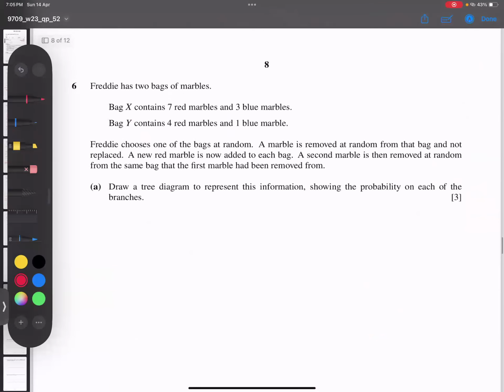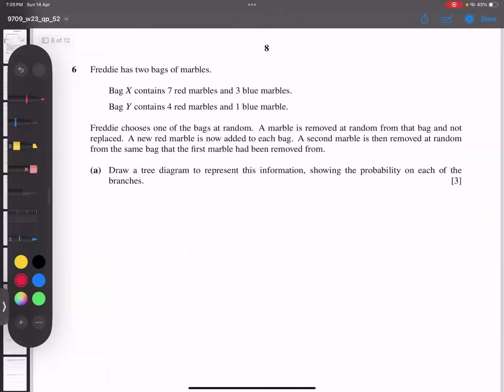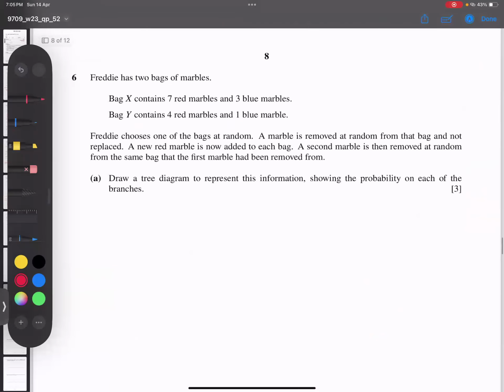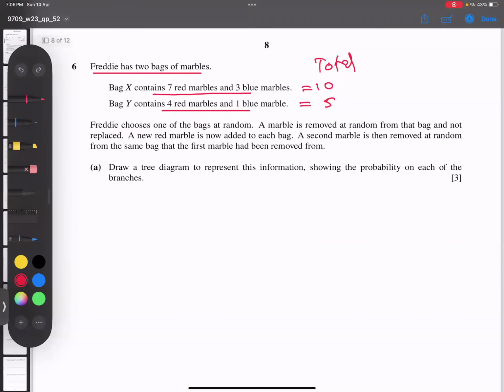Next question is number 6. And what a question we have here. F has 2 bags of marbles. Bag X contains 7 red and 3 blue, and bag Y 4 red, 1 blue. And total are 10 marbles and total are 5 marbles. F chooses one bag. So naturally one bag means either bag X or bag Y.